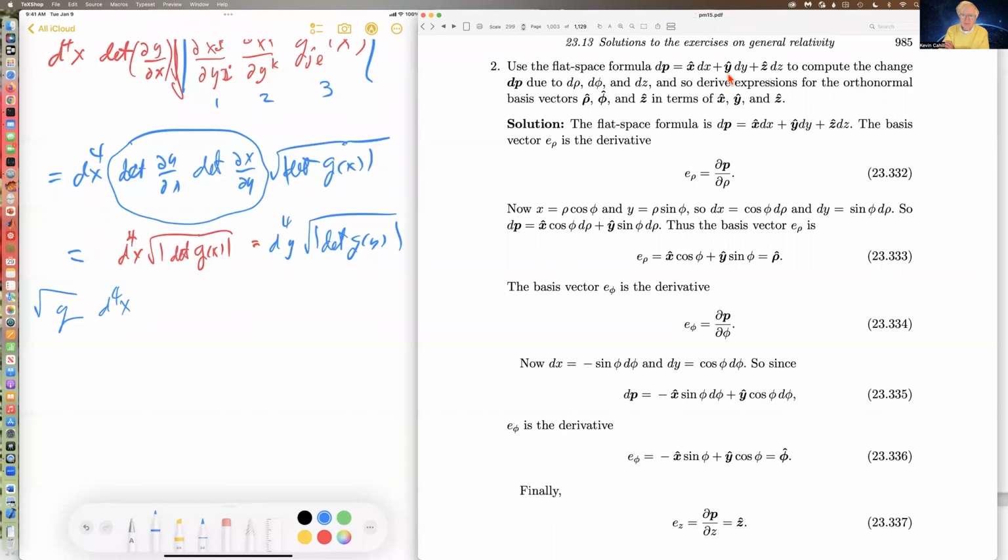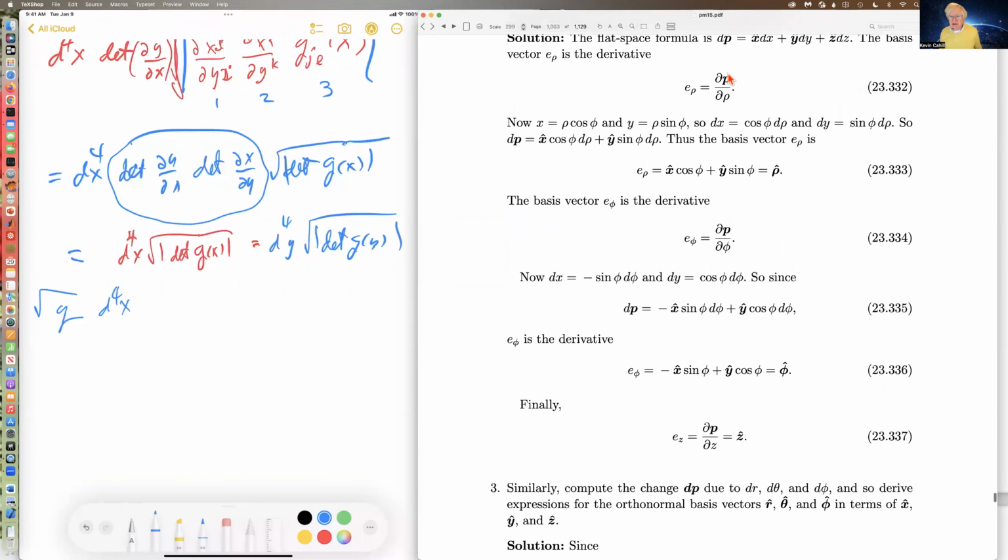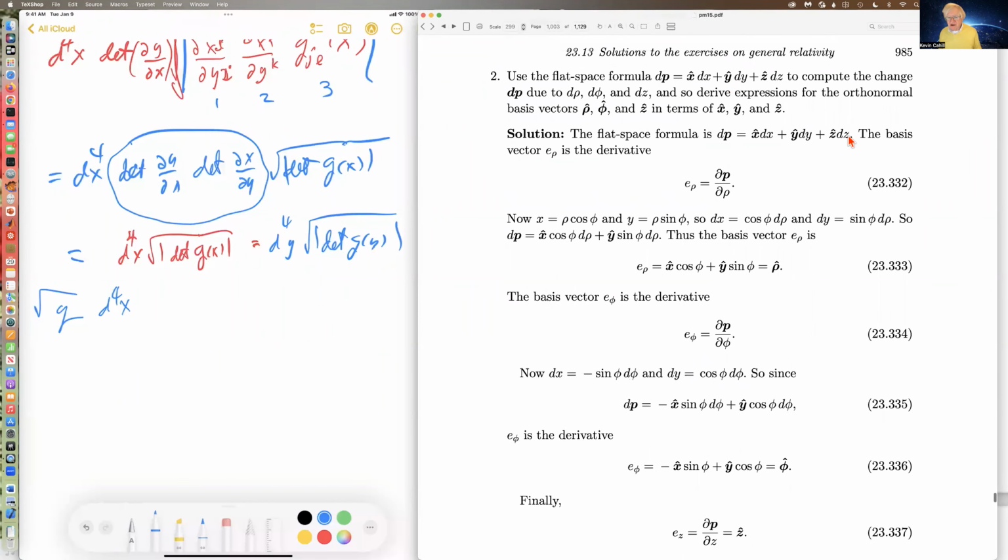I mean, this is really just vector calculus. You probably had this as sophomores in college. But anyway, so dp is this. So what's the basis vector E rho? The basis vector E rho is partial P partial rho. Now x is rho cos phi. We're in cylindrical coordinates here, okay? Y is rho sine phi.